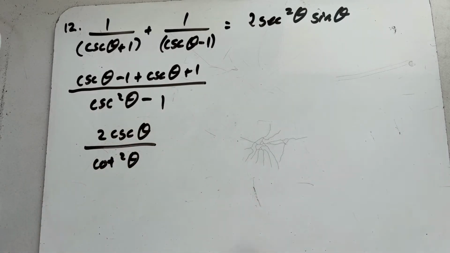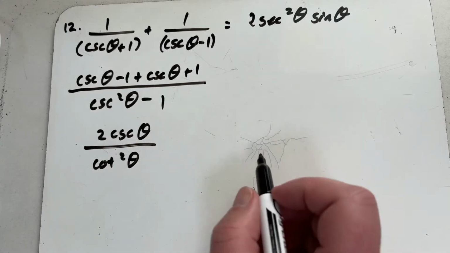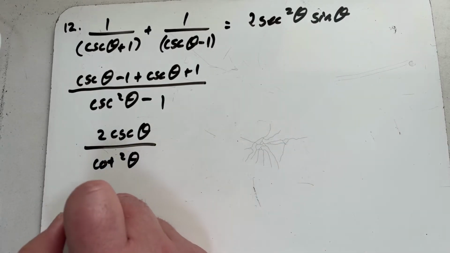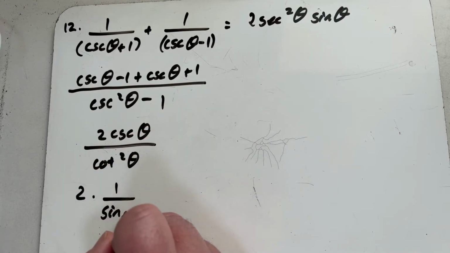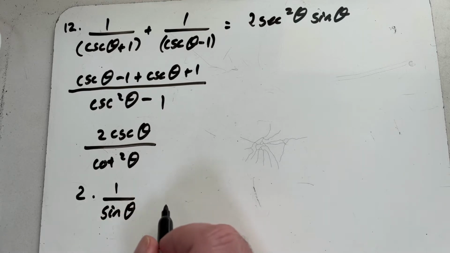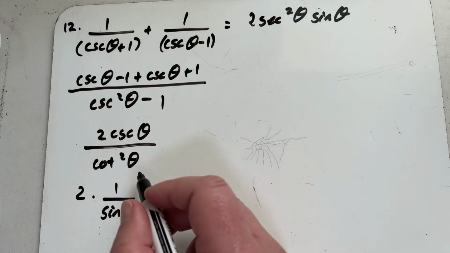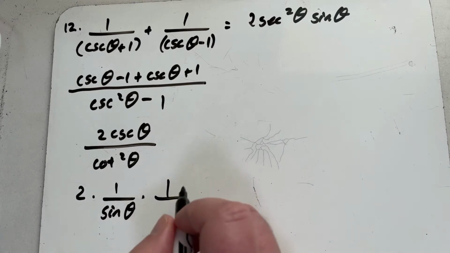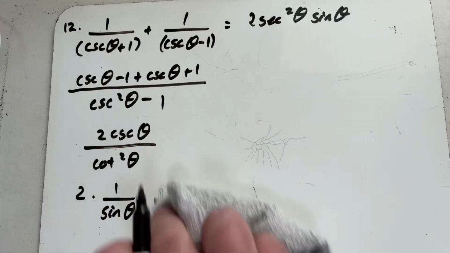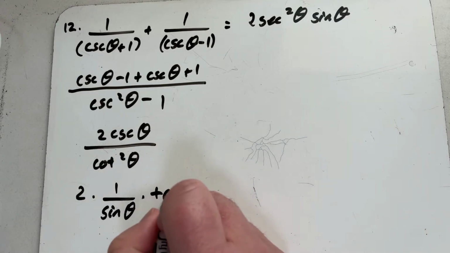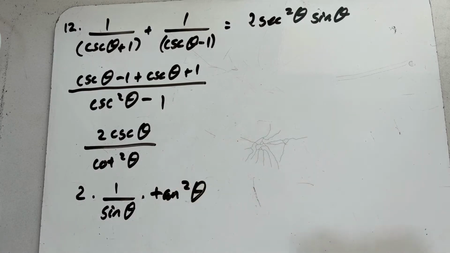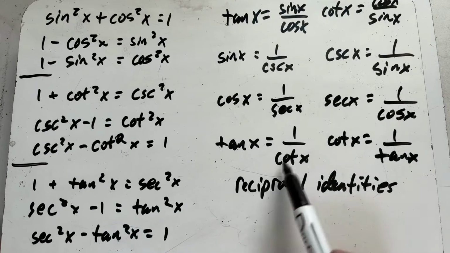And let's separate everything out here. We have 2. Cosecant is 1 over sine. And then cotangent, it's in the denominator, so this is actually 1 over cotangent squared, and 1 over cotangent equals tangent. So 1 over cotangent, that's this guy right here. 1 over cotangent equals tangent. That's where we got that from.